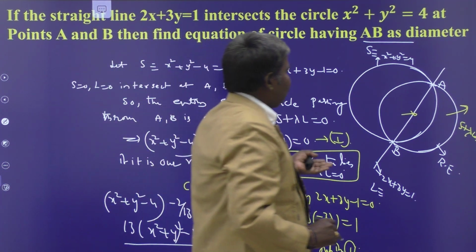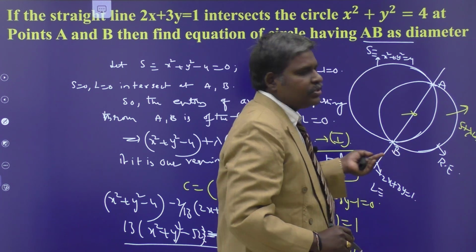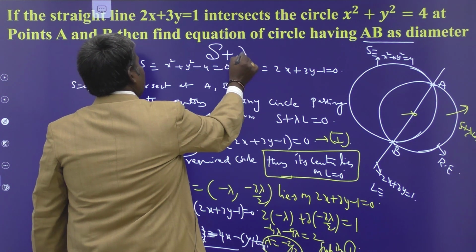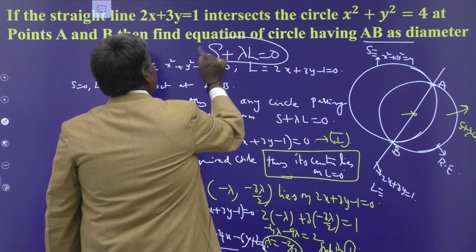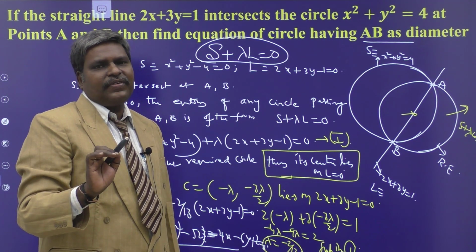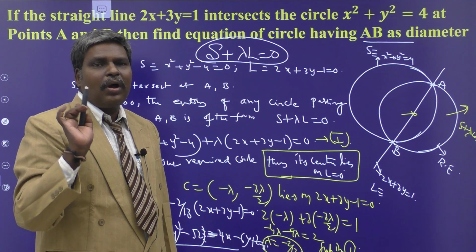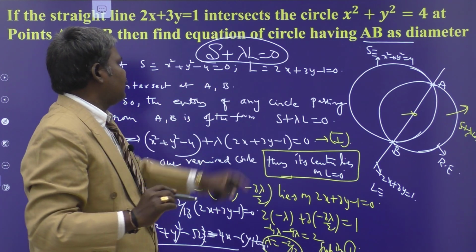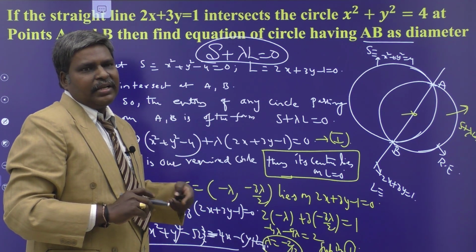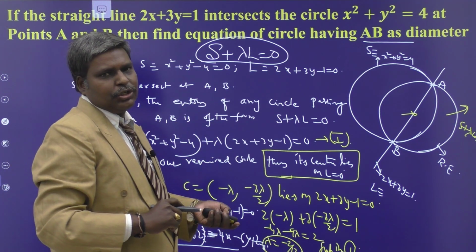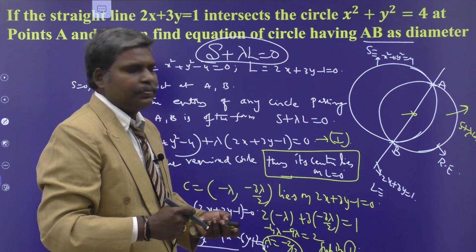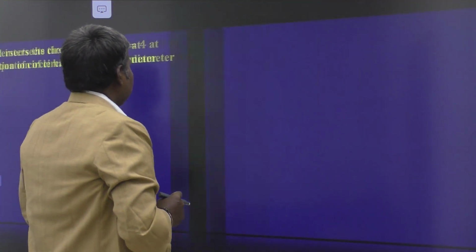So the concept behind the problem is you are going to use here S plus lambda L equal to 0. What is this? This is the equation of any circle passing through points of intersections of S equal to 0 and L equal to 0. Suppose two circles are given to you. What do you have to write? S plus lambda S dash equal to 0 or S plus lambda times of S minus S dash equal to 0.